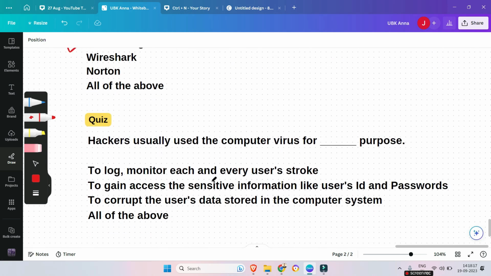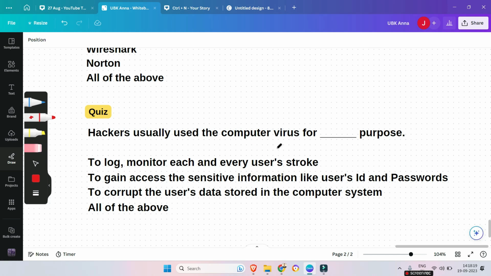Okay, the next question is a quiz question for you. Hackers usually use the computer virus for dash purpose: to log and monitor each and every user keystroke to gain access to sensitive information like user's ID and passwords, to corrupt the user's data stored in the computer system, or all of the above. What will be the correct answer? Please give me the answer in the comment section, right?